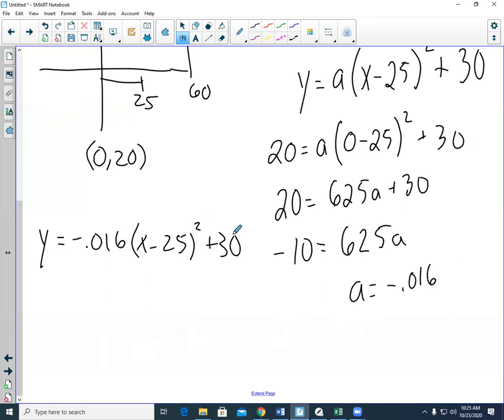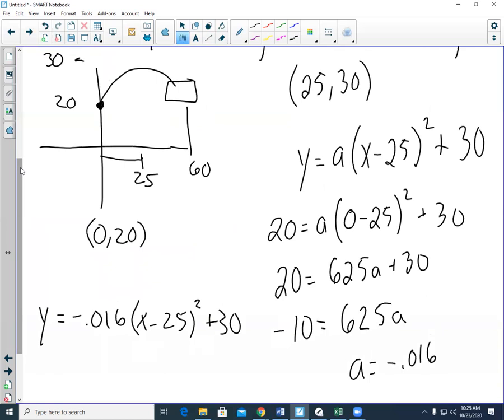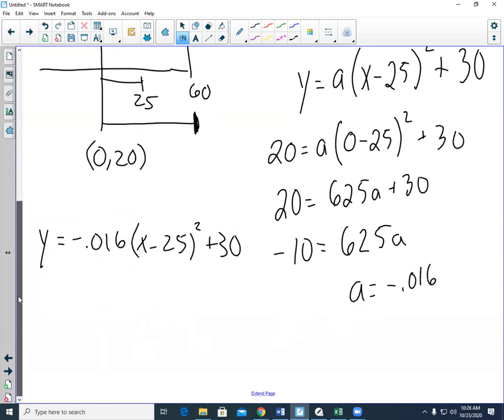So if I'm plugging something into this, it will then spit out an answer to me. What do I have to plug in and where do I have to plug it in order to figure out how high this net is off the ground? Go ahead, Tanner. Plug in 60 for X, because that net is 60 feet away. This distance, the horizontal distance, is the X value. So I'm going to plug 60 in for X. So I'm going to get Y equals negative 0.016 times 60 minus 25 squared plus 30.